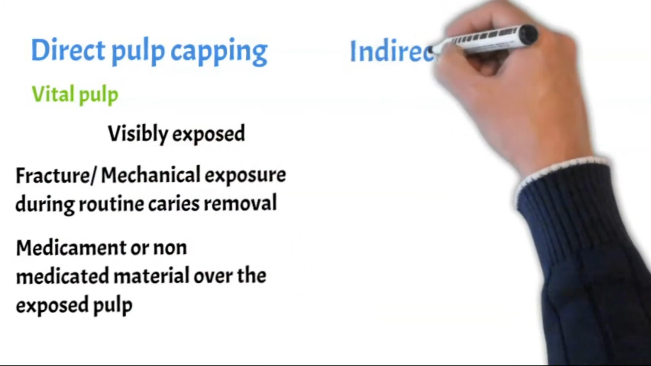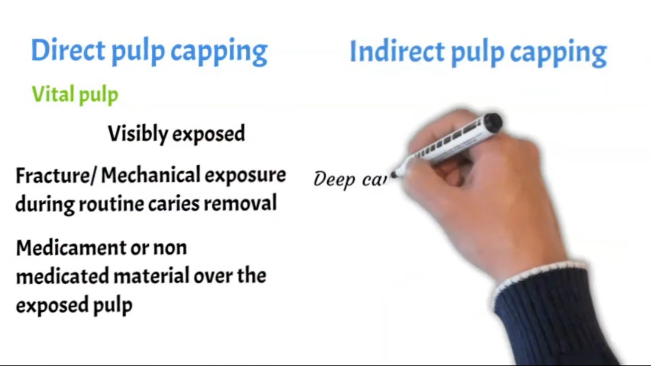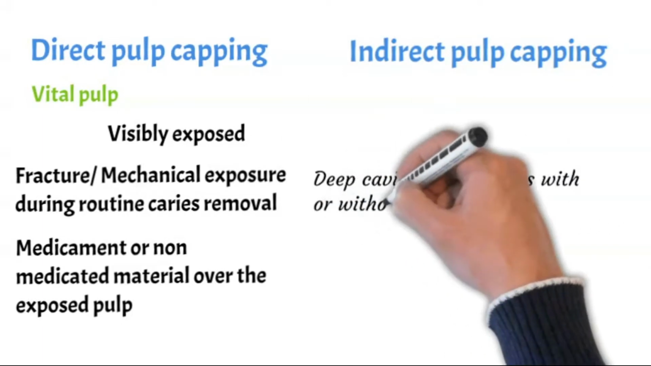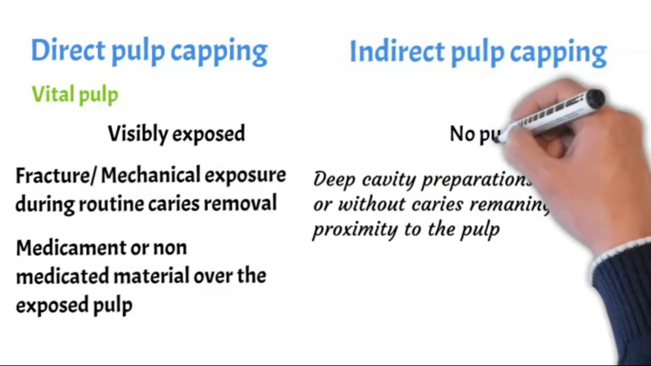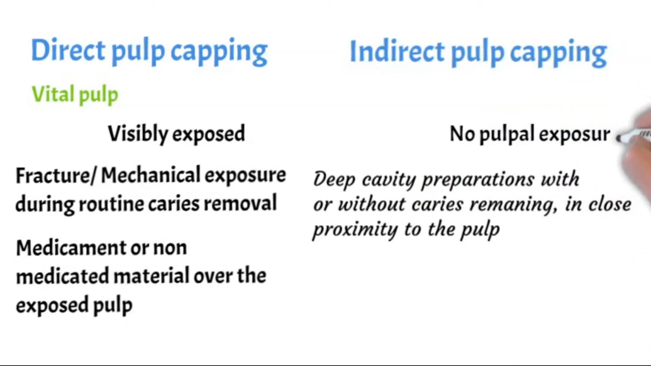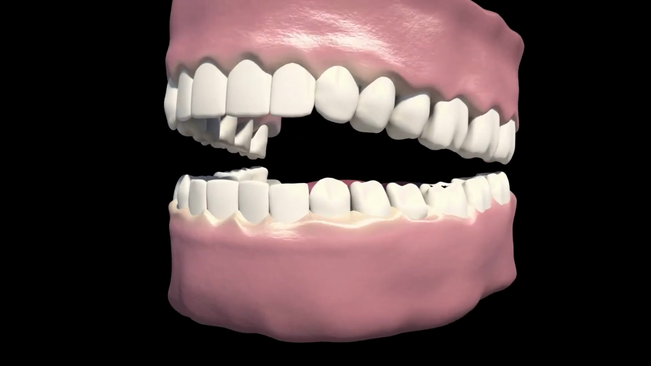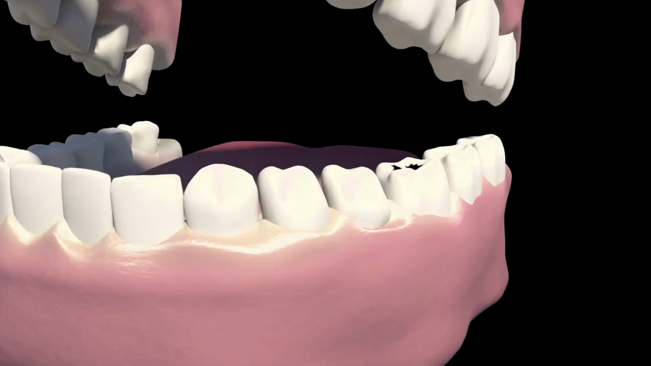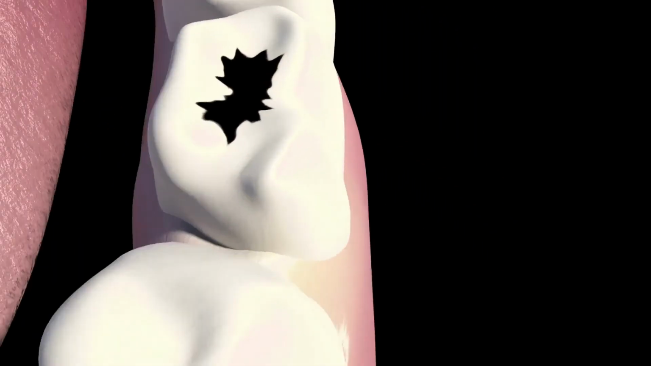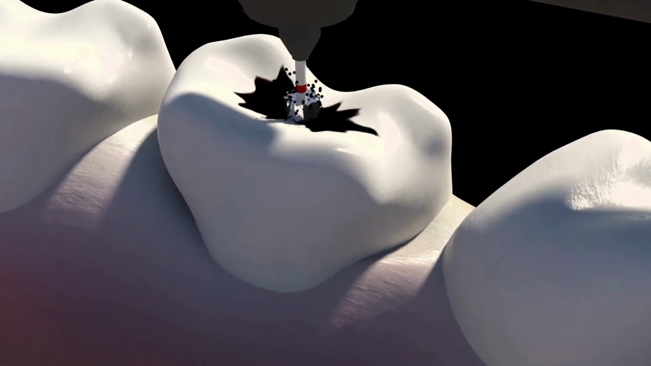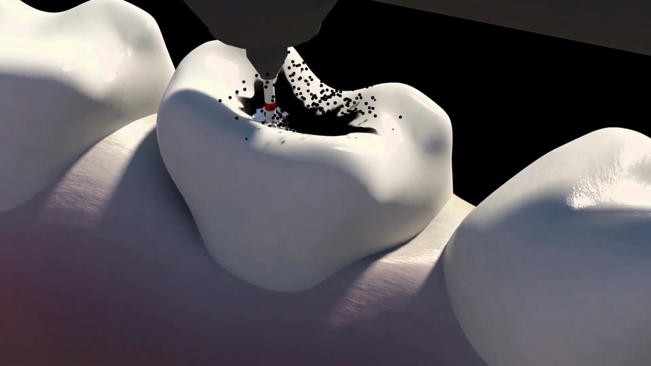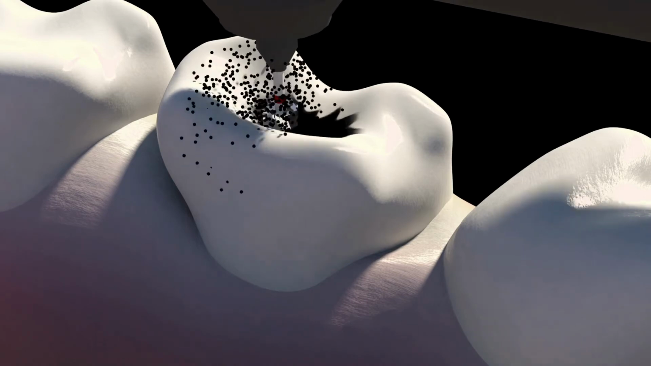Indirect pulp capping, on the other hand, is used in deep cavity preparations, with or without caries remaining, that are in close proximity to the pulp but there is no pulpal exposure. We usually remove all the carious dentine before the placement of a restoration. However, in cases where the complete removal of the softened carious dentine may result in pulp exposure, the deepest layer may be intentionally left behind and protected with an indirect pulp capping agent.